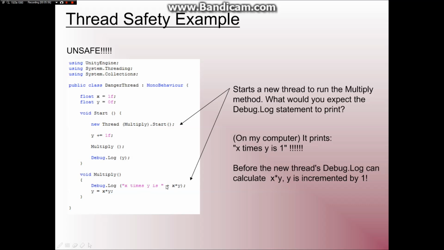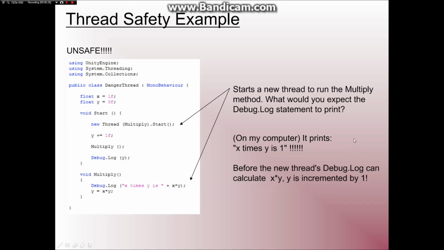So if you're unfamiliar with threading, you might expect the first debug result to be x times y is 0. But in fact, on my computer, the first print statement you get is x times y is 1. And the reason is that before this debug.log method can complete, or actually gets to the part where it's printing it out, y is changed on the main thread. So this is what I said a moment ago about variables being shared between threads. Before it's had a chance to actually print it out, y is incremented on the main thread.